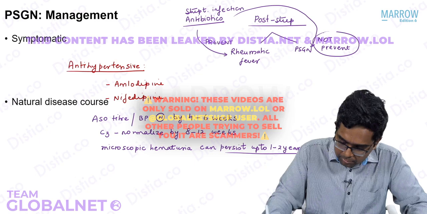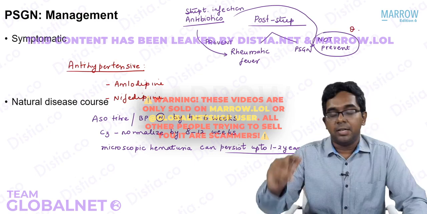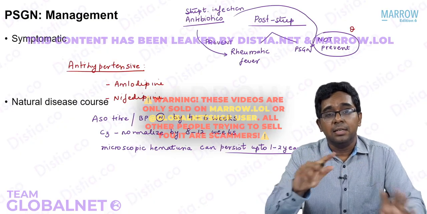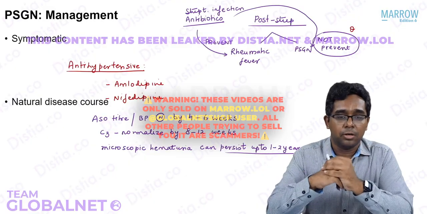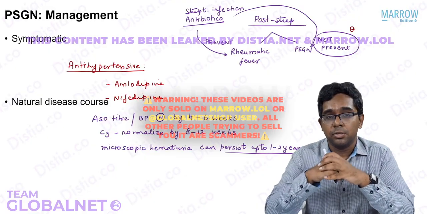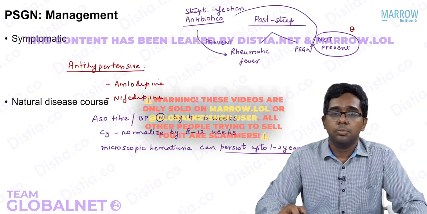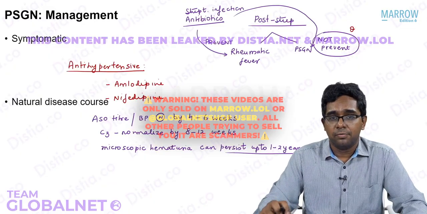This is an important MCQ point. So even if you have treated the initial streptococcal infection with antibiotic, still the risk of PSGN is not eliminated. This is an important point and has been asked as an MCQ in your previous exams. So that is about the discussion of post-streptococcal glomerulonephritis, which is the overall most common condition causing glomerulonephritis in children.